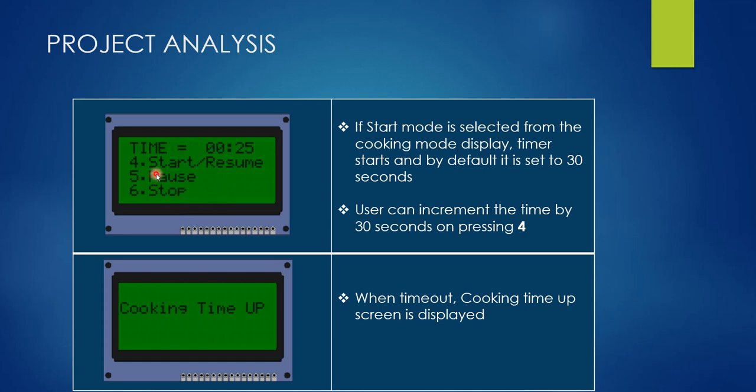And after that, if the last and final mode, the start mode, is pressed, the timer starts instantly at 30 seconds. If we press the start or resume button, the user can start, resume, pause, and stop. The time will be 30 seconds by default in the start mode, because we don't want to give any values. We don't want to set any time in this mode. And after the time is finished, the cooking time up screen will appear.